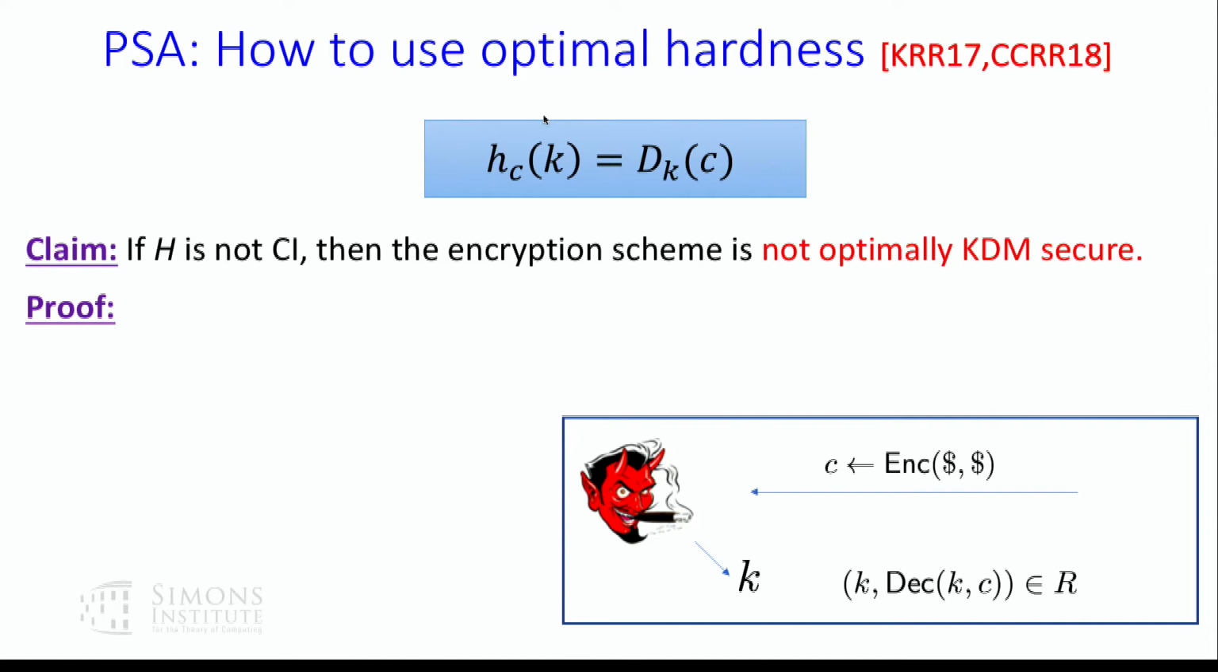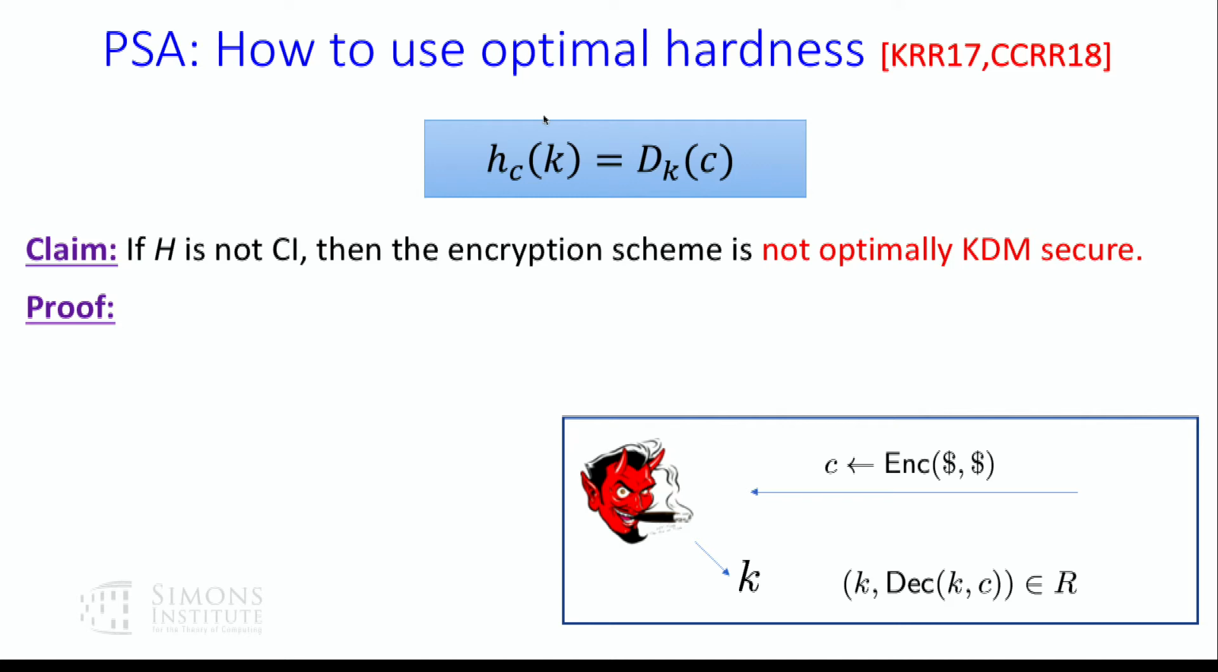But here's the proof. Suppose the hash function is broken, meaning that you get a random ciphertext, and the adversary is able to produce a key such that some relation is satisfied by the key and the decryption of the ciphertext along with the key. So that's breaking correlation intractability. Now let's break the encryption.